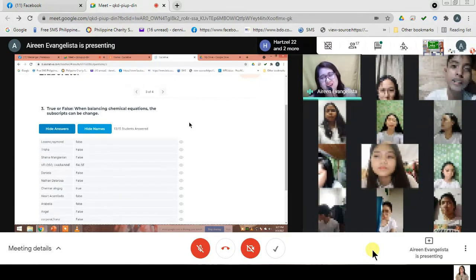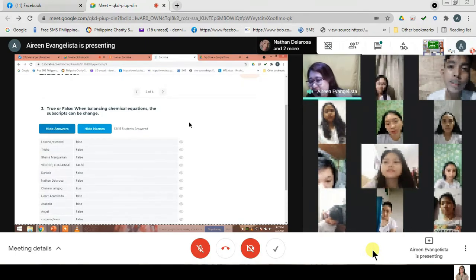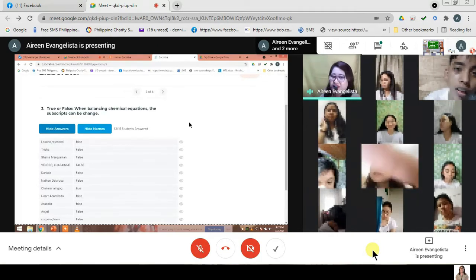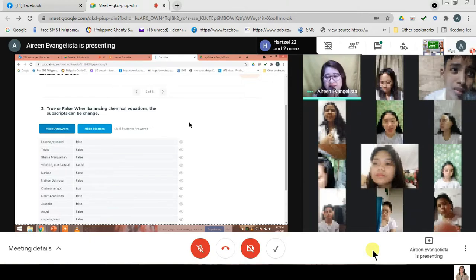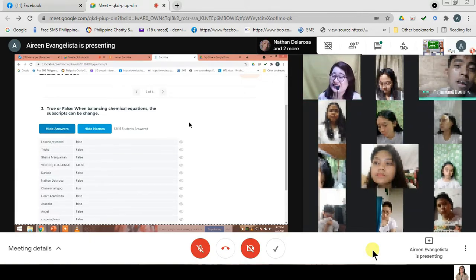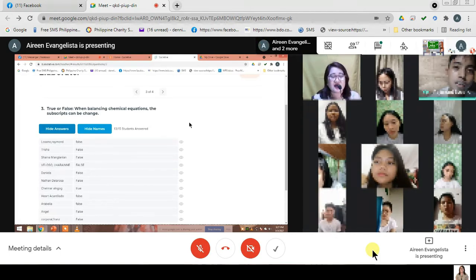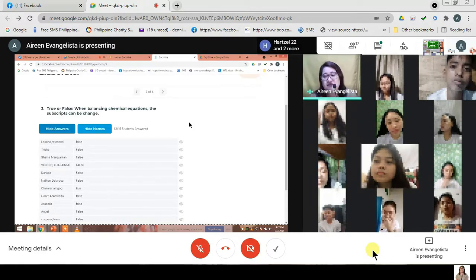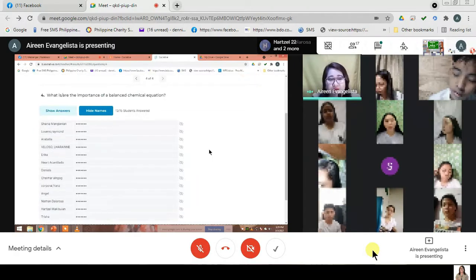The correct answer, guys, is actually, any volunteer in the class? What's the answer here? Any name, please? Lucena Raymond, what's your answer here? False. Why? Because subscript cannot be changed while balancing chemical equations. Okay, very good. The subscript cannot be changed in balancing of chemical equations. So the answer is false.